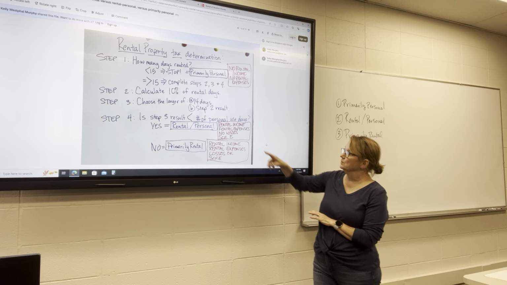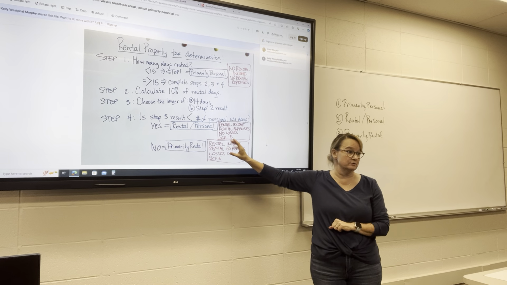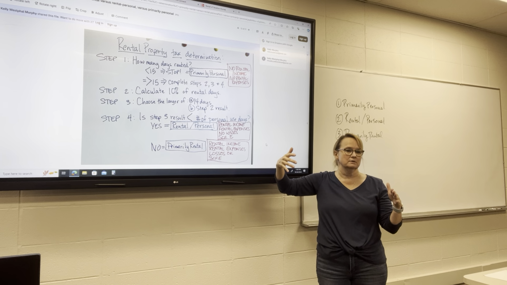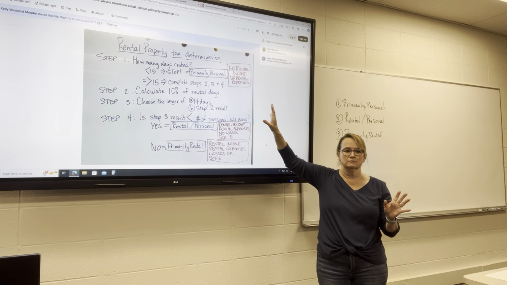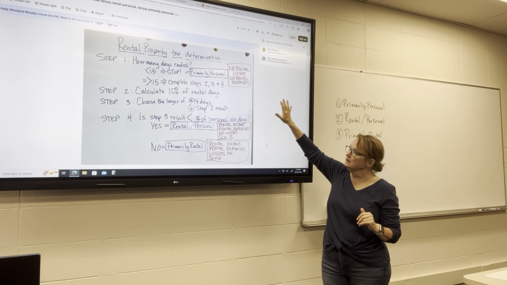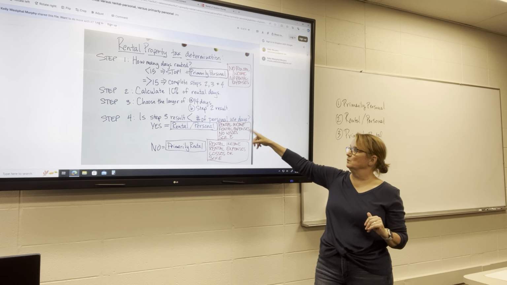All right, but if it is rented for at least 15 days or more, then we have to determine whether it's rental/personal or primarily rental. Then it's going to be one of these two. So 15 days is the magic number. Less than 15 days, personal. Don't have to claim the income. You also don't get to claim the losses, but more than 15 days, then it's going to be one of these two.